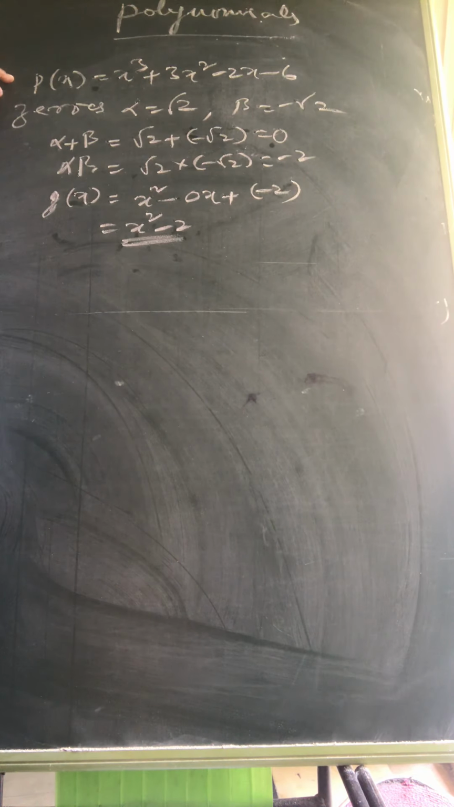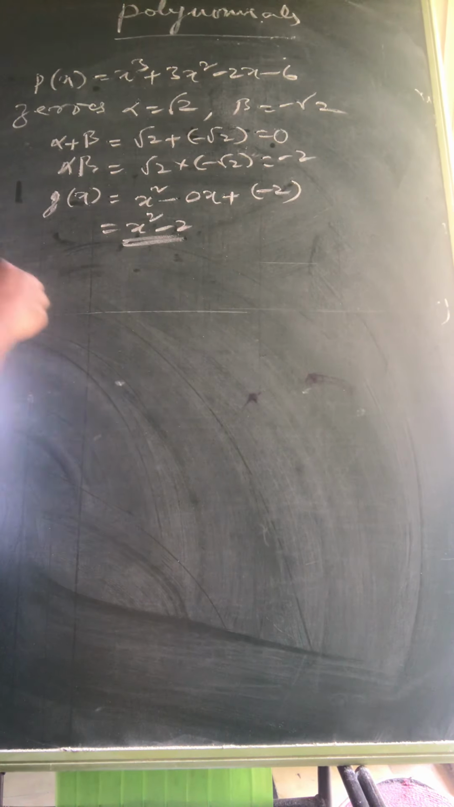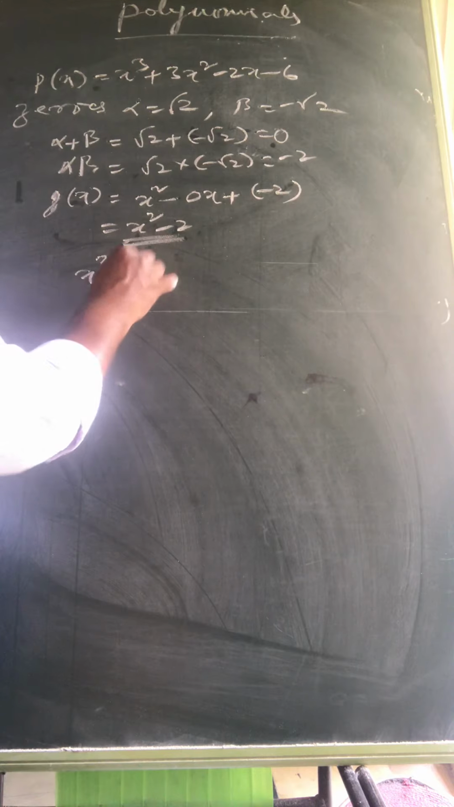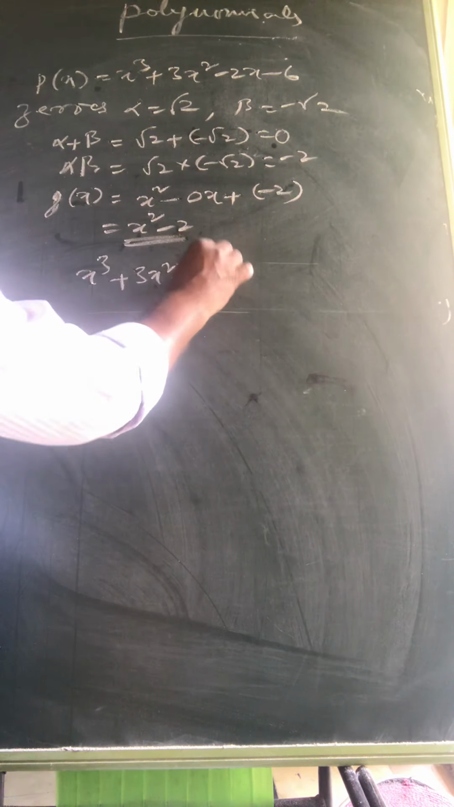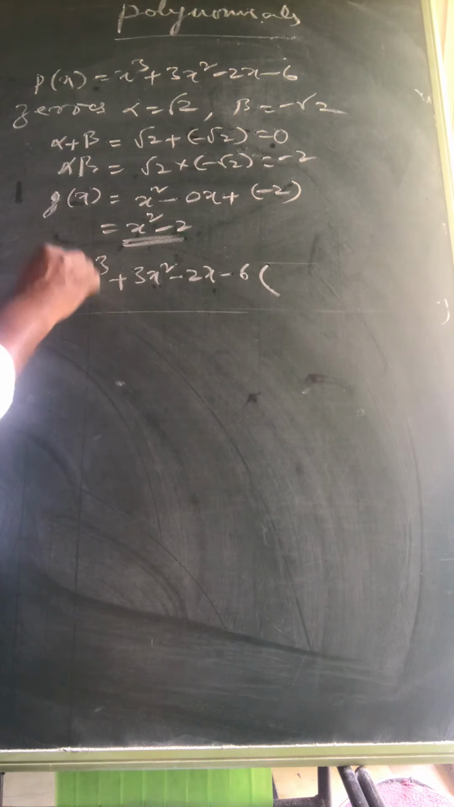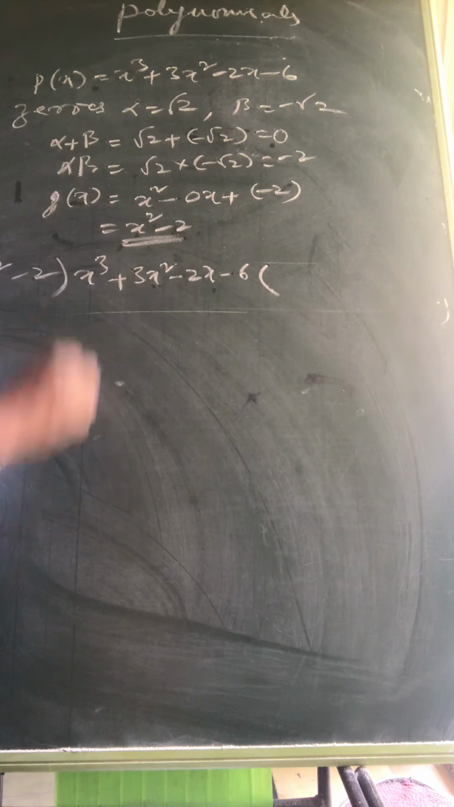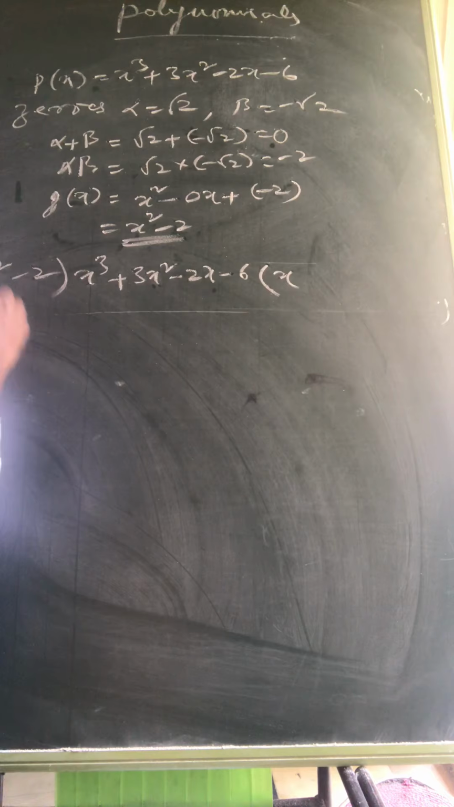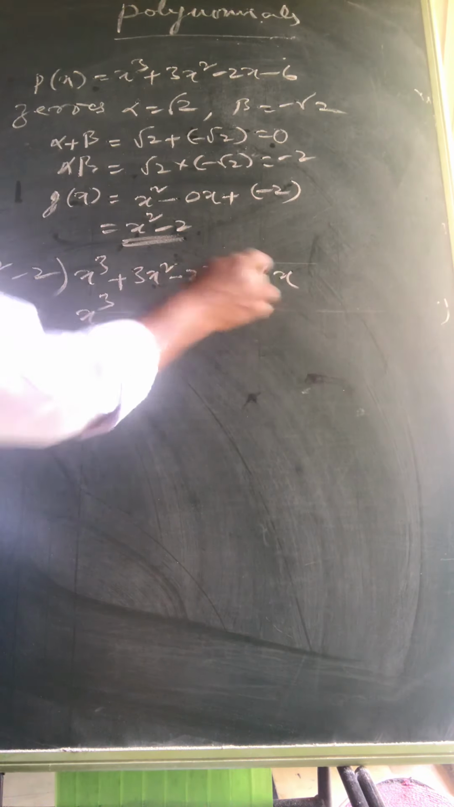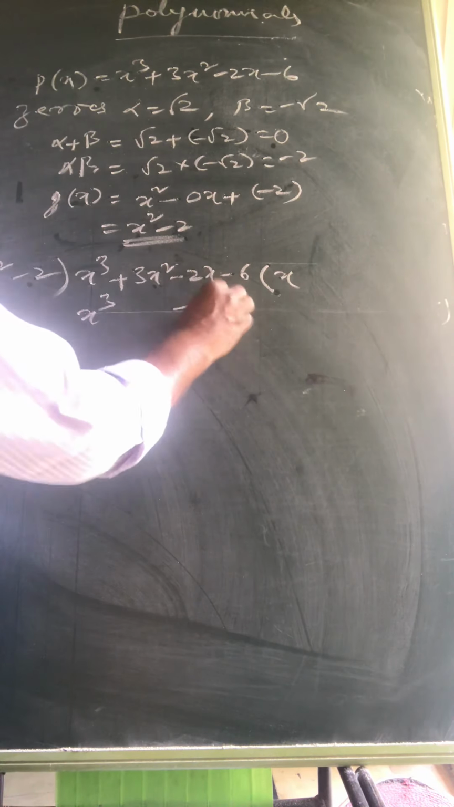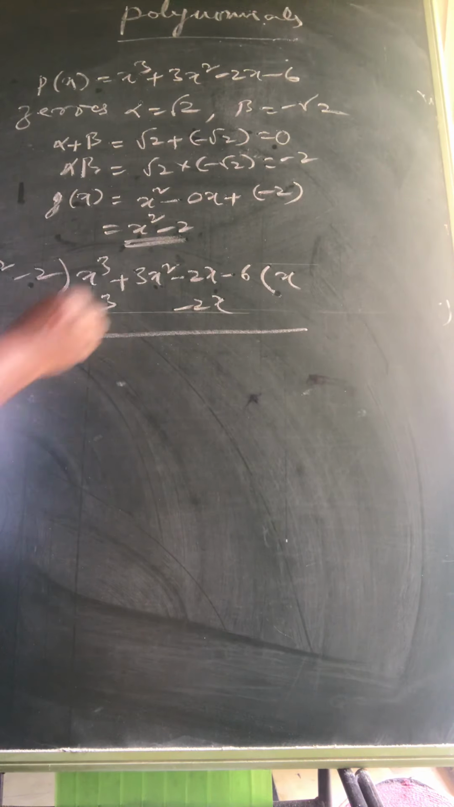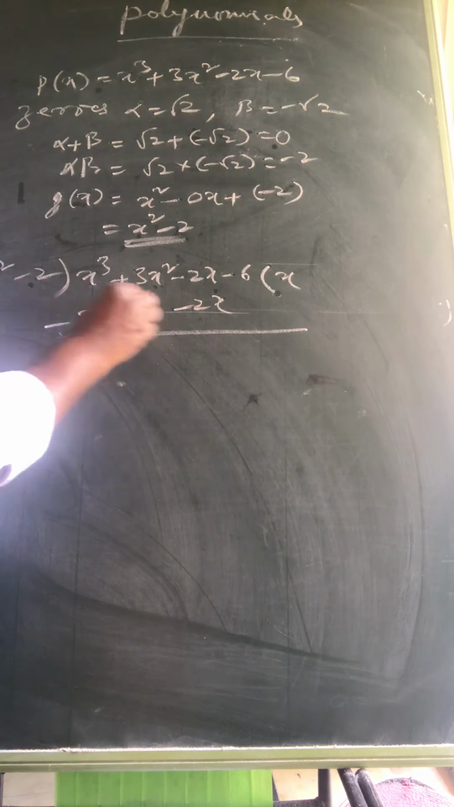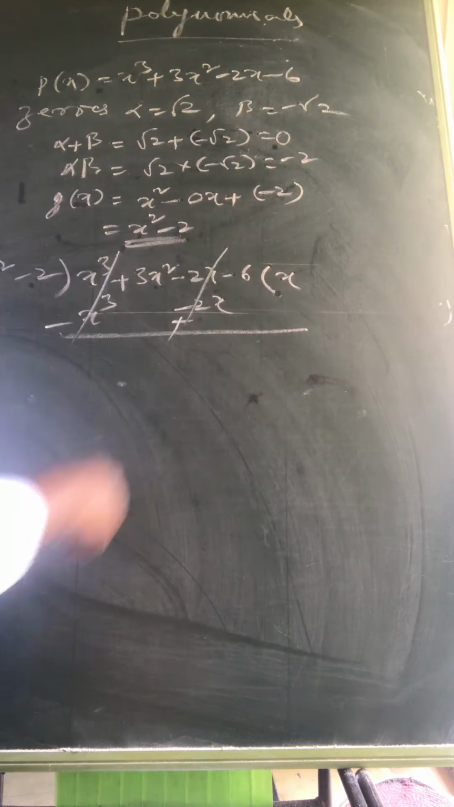Divide this polynomial p of x by g of x, we will get the other quotient. For that you can find the zeros. Now x cube plus 3x square minus 2x minus 6 divided by x square minus 2. How many times will it go? Only x times. x into x square, x cube, x into minus 2, minus 2x. We have to write that x under the x term only. Minus plus cancel and cancel.